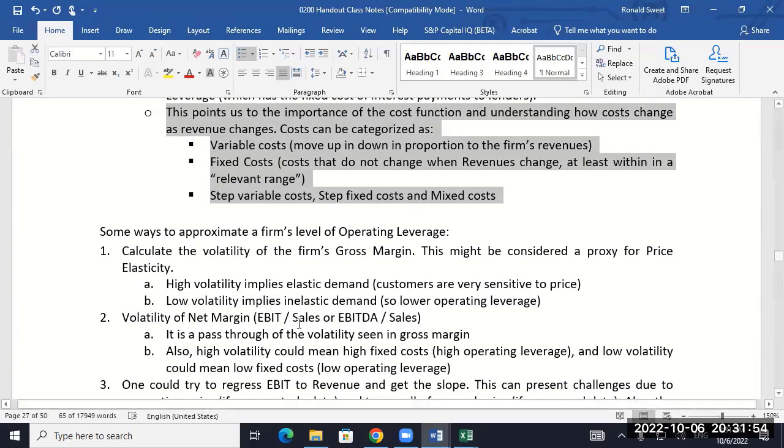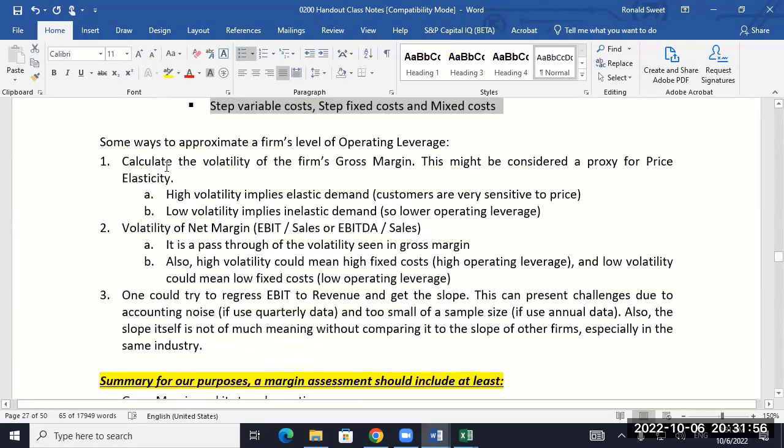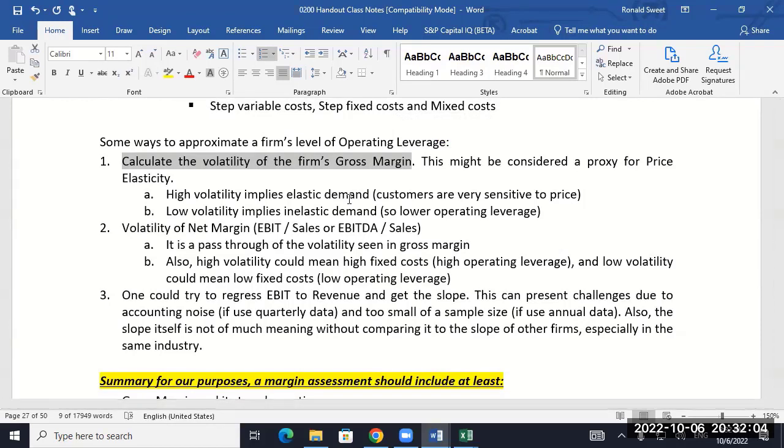And so how do you actually figure this out? We're going to do this on paper 5. Some of y'all have done this before with me. So one thing I was thinking, okay, let's take the standard deviation of the margins. So let's take the standard deviation of gross margin. What's that going to tell you? Well, if a firm has a really, really steady gross margin, that probably means they have a very inelastic demand.